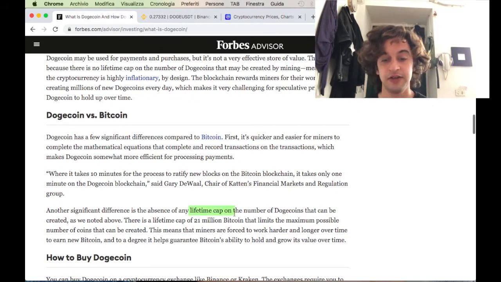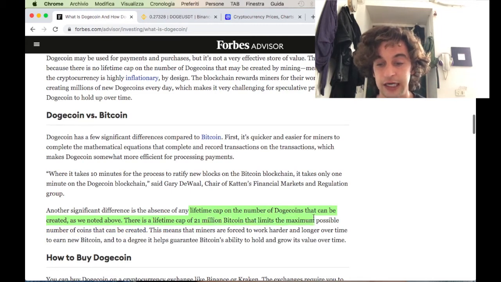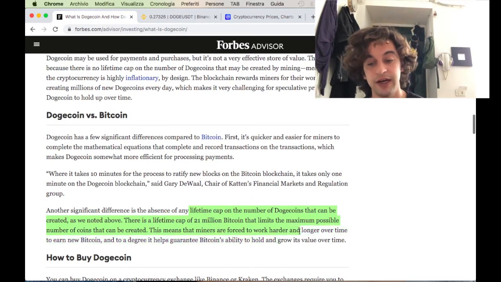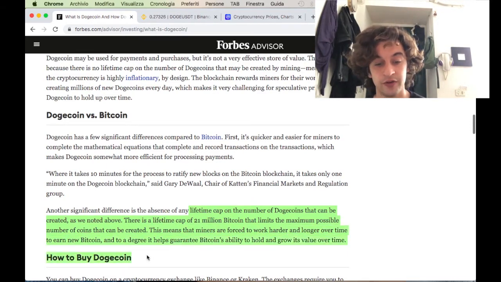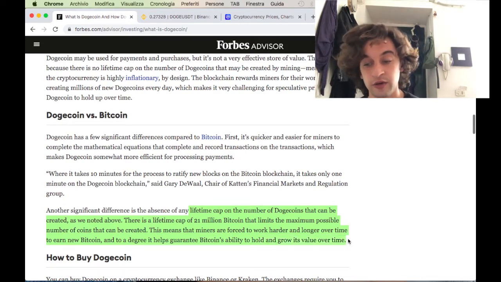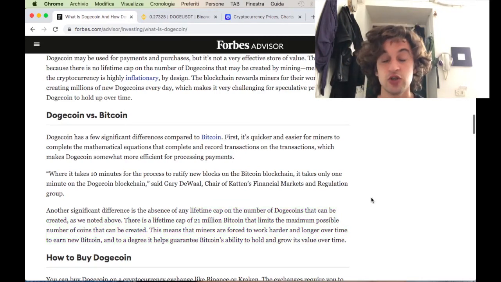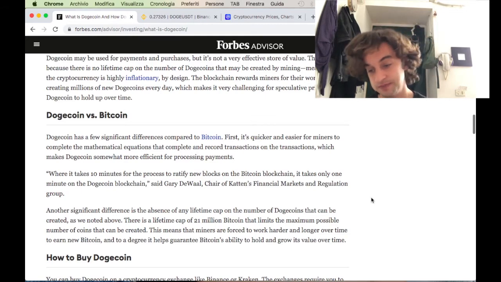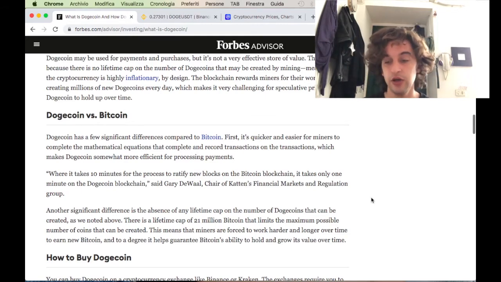Another significant difference is the absence of any lifetime cap on the number of Dogecoin that can be created, as we noted above. There is a lifetime cap of 21 million Bitcoin that limits the maximum possible number of coins that can be created. This means that miners are forced to work harder and longer over time to earn new Bitcoin, and to a degree it helps guarantee Bitcoin's ability to hold and raise value over time.